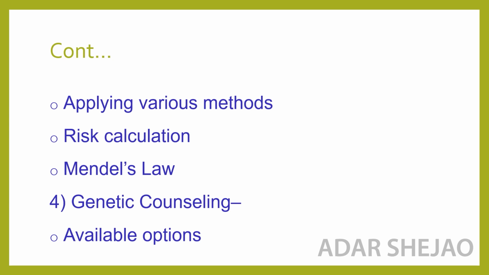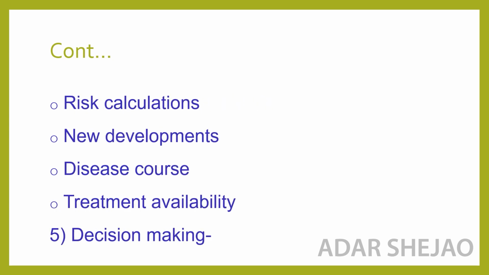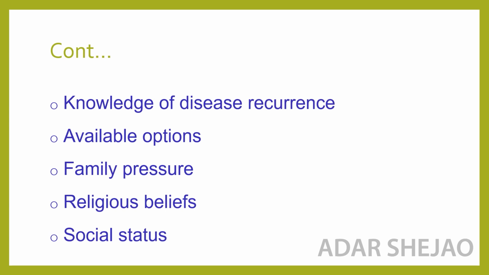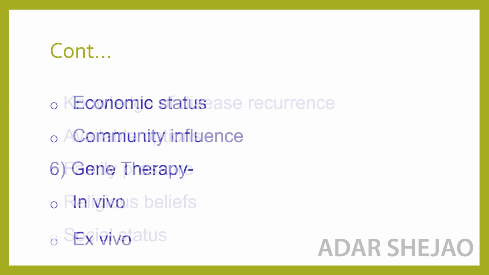4. Genetic counseling. Available options. Risk calculations. New developments. Disease course. Treatment availability. 5. Decision making. Knowledge of disease recurrence. Available options. Family pressure. Religious beliefs. Social status. Economic status. Community influence.